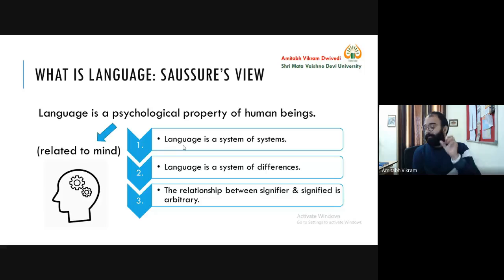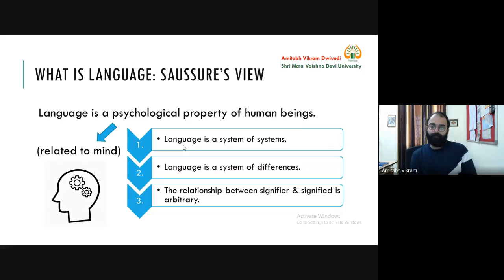But here, in most of the cases, in all the languages, the relationship between signifier and signified is arbitrary. There is no one-to-one relationship. This is the meaning of this third statement. The relationship between signifier and signified is arbitrary.